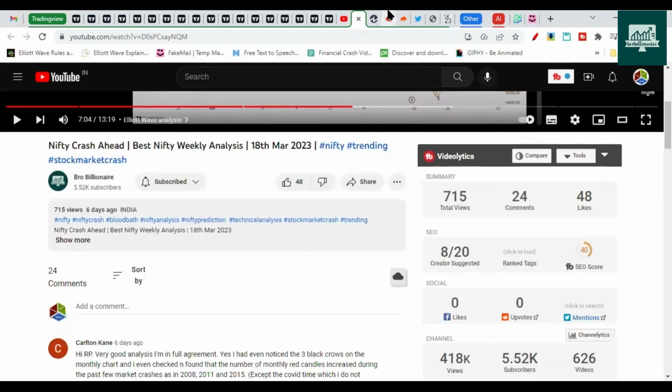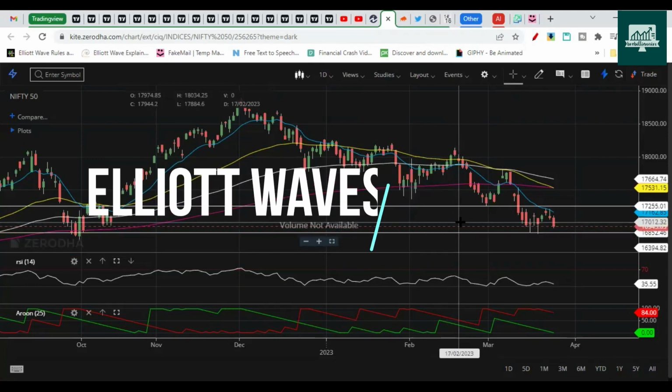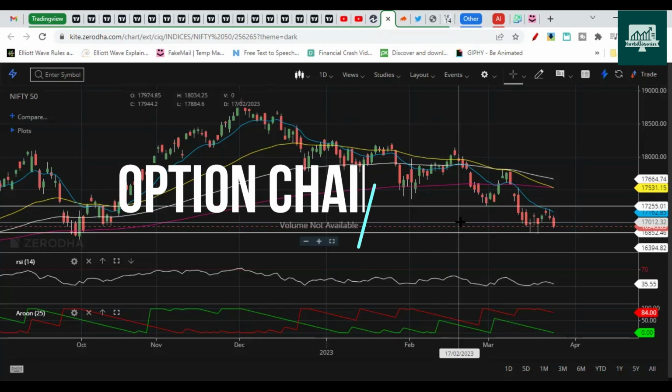So let's move on further. We'll do the analysis with price action and indicators first, and then we'll check the Elliott wave, and at the end we'll check the option chain.